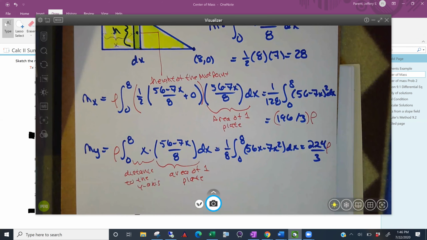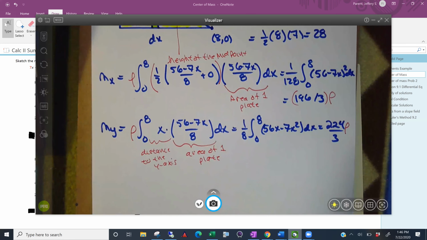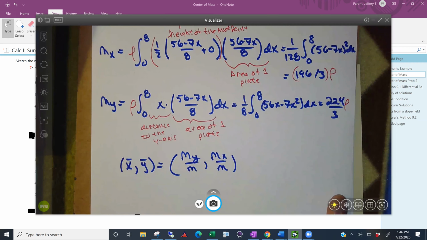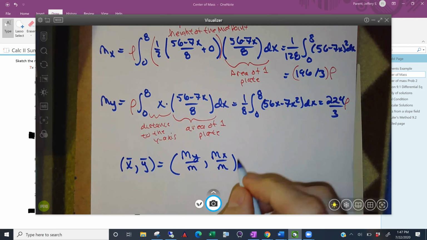Because the last thing you have to do is calculate the coordinates of the center. So last thing to do is we want x bar and y bar, which is m sub y over m and m sub x over m. I got to confess that when I was a student, this used to drive me mad. I was just so bothered by that. But it is what it is. We've already got the numbers. Let's just plug them in.